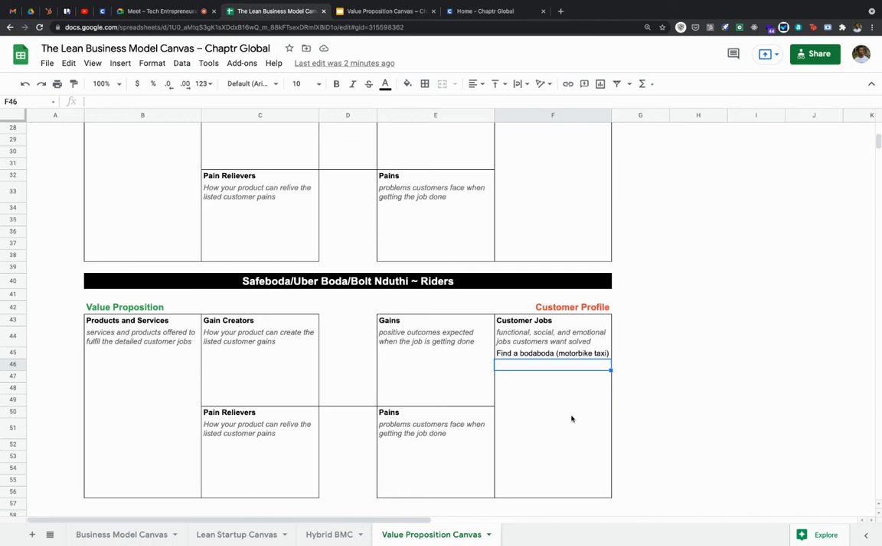Okay, maybe I'll check the price of me getting from point A to point B. Cool. Maybe evaluating it against my other competitors. Yeah, so where are these competitors?